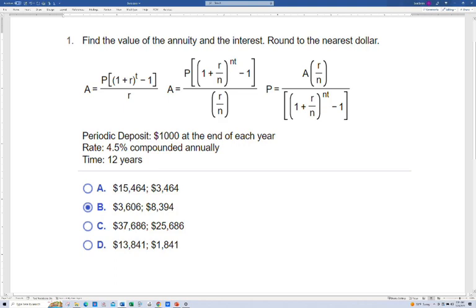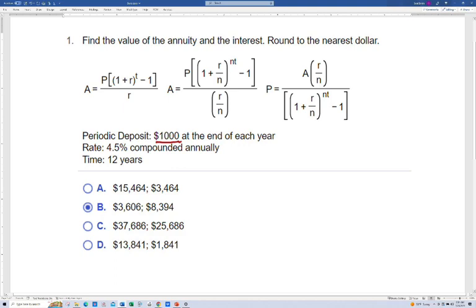So first of all, we've got to know which formula to use. It says find the value of the annuity. Well, when it says that, it's really asking for the future value, because notice your periodic deposit is $1,000 at the end of each year. And so that is your P, or present value, although it's not really so much present value here as much as you're putting in $1,000 each year at the end of each year.